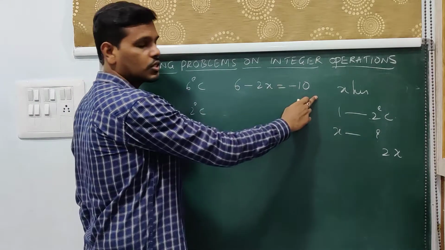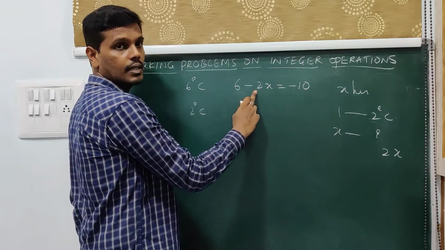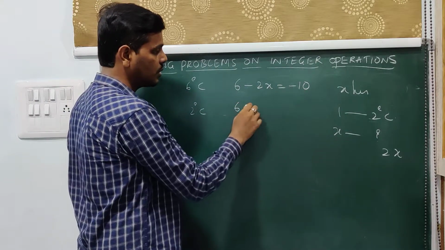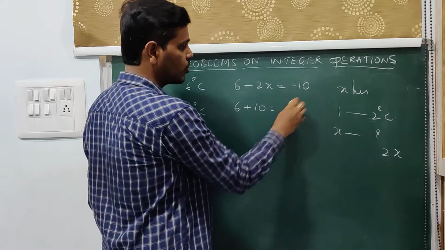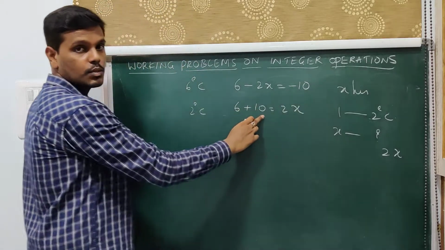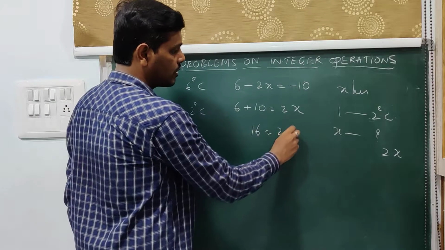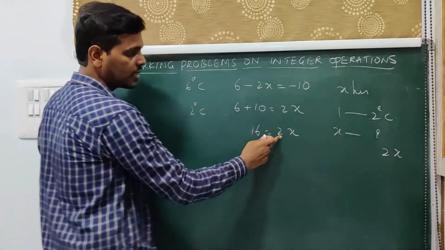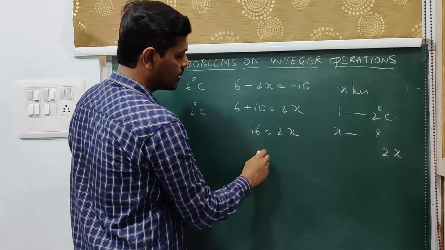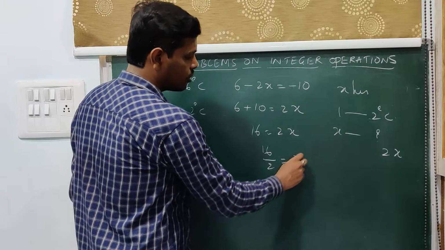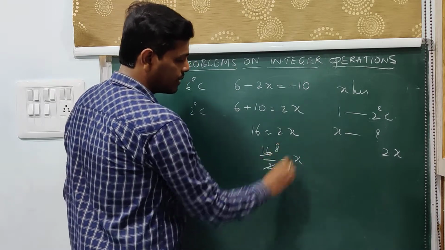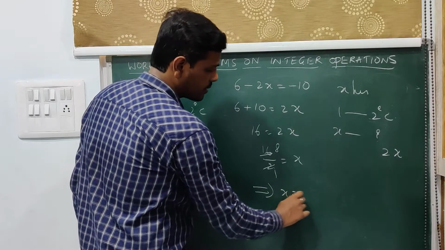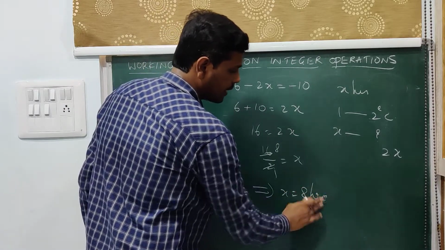So bring this minus 2x to the right hand side and minus 10 to the left hand side. So 6 minus 10 becomes plus 10, minus 2x becomes plus 2x. So 6 plus 10 is 16. Bring this 2 to this side, a multiplicative quantity becomes a division quantity. So 16 by 2 is equal to x, 2 1s are 2, 2 8s are 16. So that will imply x is equal to 8 hours.